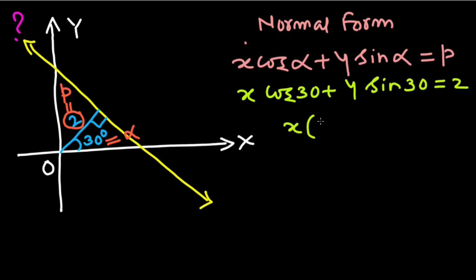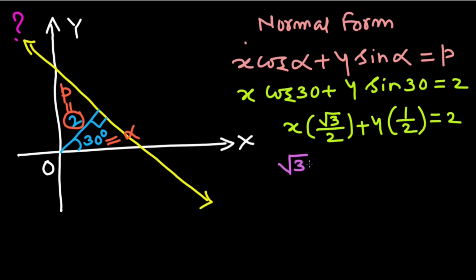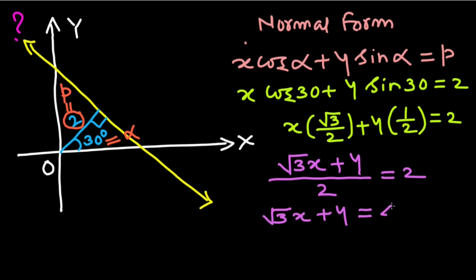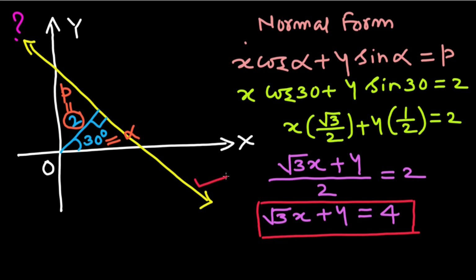x cos 30 is root 3 by 2 plus y sin 30 is half equals 2, which will be root 3x plus y by 2 equals 2, that is root 3x plus y equals 4. So this will be the equation of this straight line.